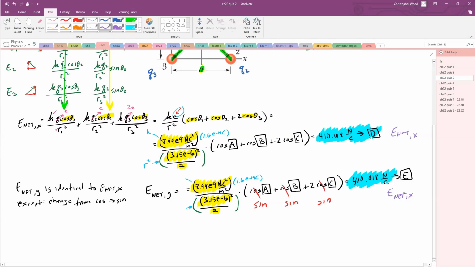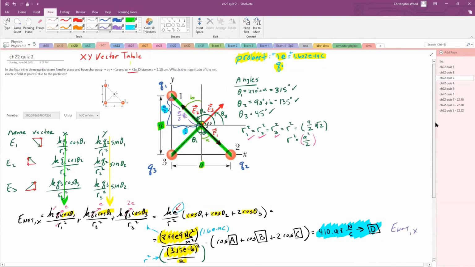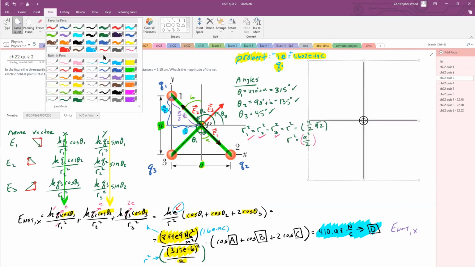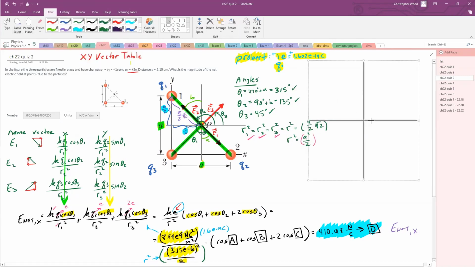But you're not asked to solve for the components. You're asked to solve for the magnitude. Isn't that what it said? It said, what is the magnitude of the net electric field at point P? So this is your last step. You have E net X and E net Y. Here's E net X, some X contribution. This is E net Y, some Y contribution. And then it's just a job for Pythagoras. Pythagorean theorem, this is what you're solving for. This is E net.